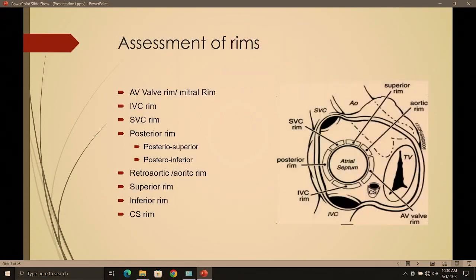So, rims are very important for deployment of the device in closure of the secundum ASD. What are the rims that need to be considered? Atrioventricular valve rim or mitral rim, IVC rim or SVC rim, posterior rim including posterior superior or posterior inferior, retroaortic or aortic rim, superior and inferior rim, and coronary sinus rim.